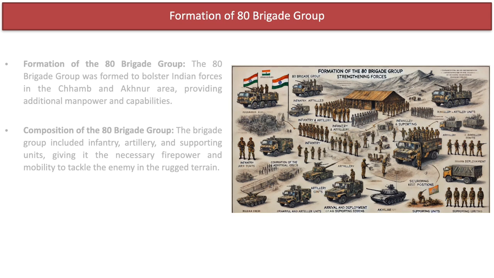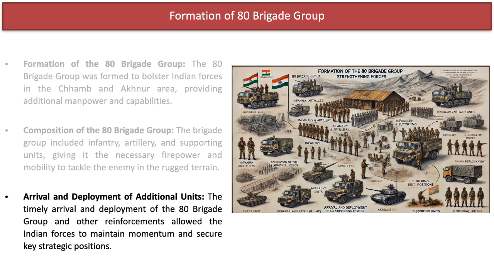Let's talk about the timely arrival and deployment of the 80 Brigade Group and additional reinforcement, and how they played a crucial role in maintaining the momentum of Indian forces in the Cham and Akhnoor region. This was a pivotal moment in the campaign where timing, strategy and execution all came together to secure key strategic positions and keep the pressure on the enemy.